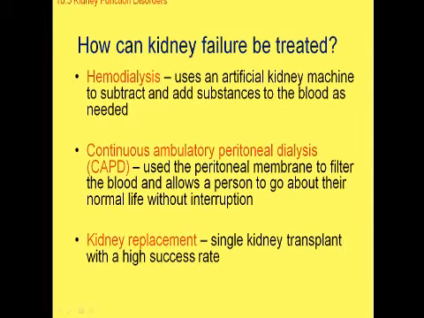Okay, so how can kidney failure be treated? One way is called hemodialysis. Hemo would be blood, and dialysis. It's a machine, kind of like an artificial kidney. It's a series of buffers, membranes, and filters. They add and subtract substances to the blood as needed. They take the blood out of you, put it through the dialysis machine, and then put the blood back into you. So you're stuck there, hooked to this machine so many times a week, maybe every day or every other day.